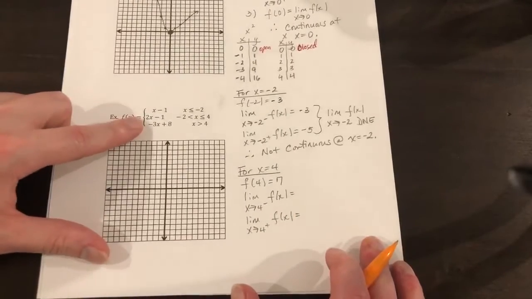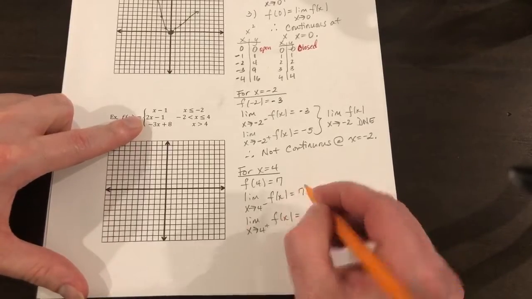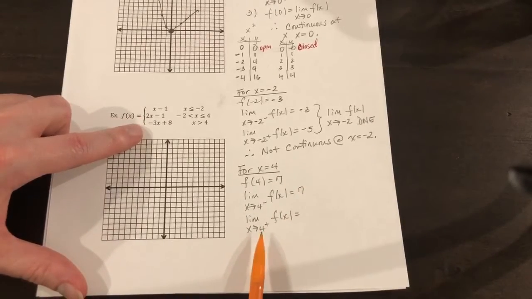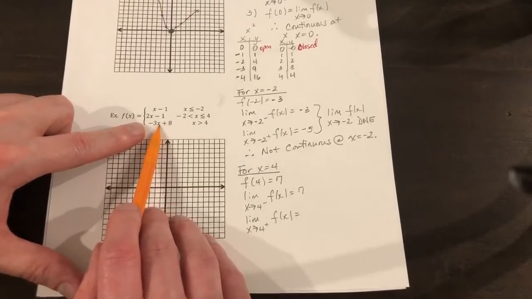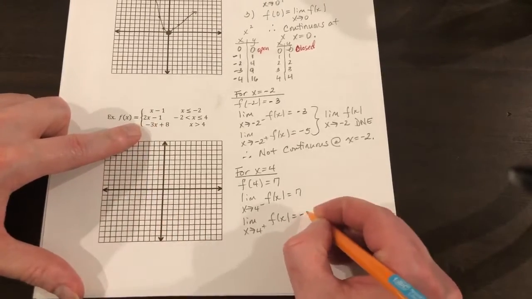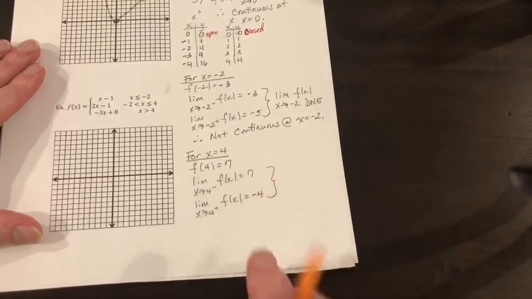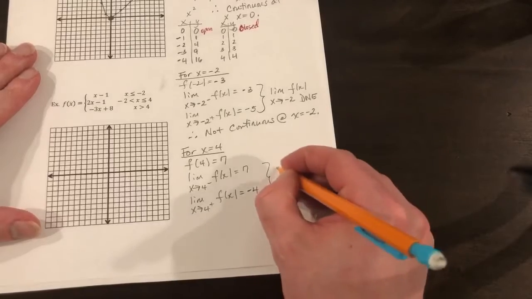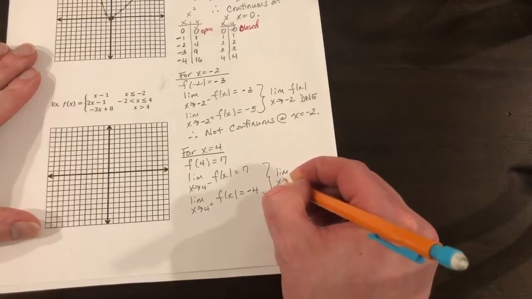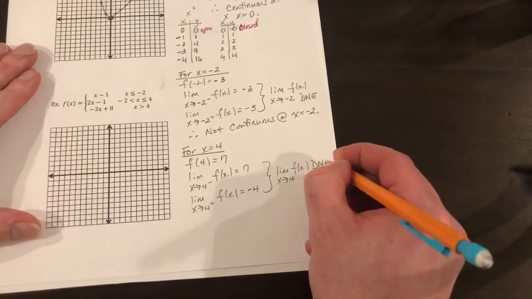Okay, the less than branch is this branch right here, and I've already plugged in a 4, and I get a 7. From the right-hand branch, 4 times a negative 3 is a negative 12, and negative 12 plus 8 is a negative 4. Okay, so that means since the left-hand limit is not equal to the right-hand limit as x approaches 4, the limit of f of x does not exist.